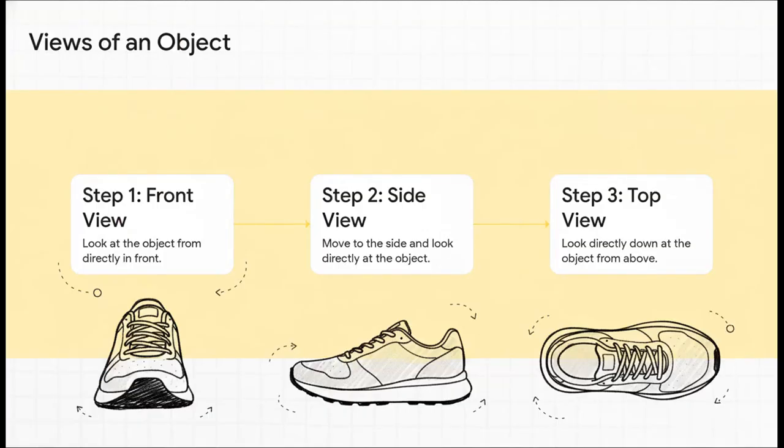Think about a sneaker sitting on a table. If you look at it straight from the front, you see one shape. Now, move over to the side and you get a totally different outline, right? And then, if you look straight down from the top, you get a third totally unique shape. Each one of those views is a perfectly correct but incomplete little 2D slice of the whole 3D shoe.